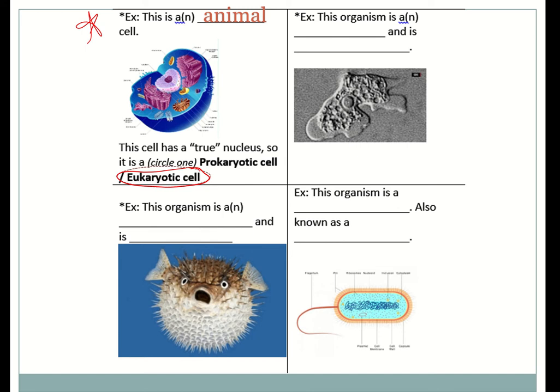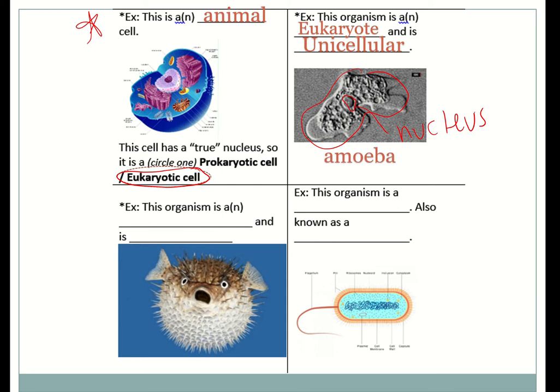All right, next I'm going to go to the upper right-hand corner here. This organism, now this one might be a little bit trickier for you, but this is a eukaryote. I know that because I see some organelles inside, like the nucleus. And it's unicellular, so it's just made of one cell. This actually happens to be an amoeba.